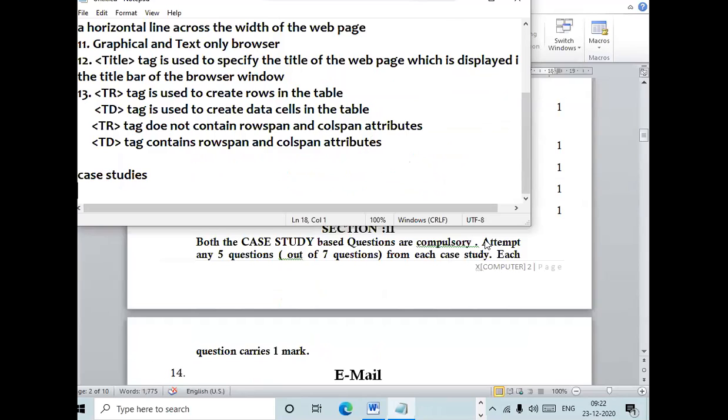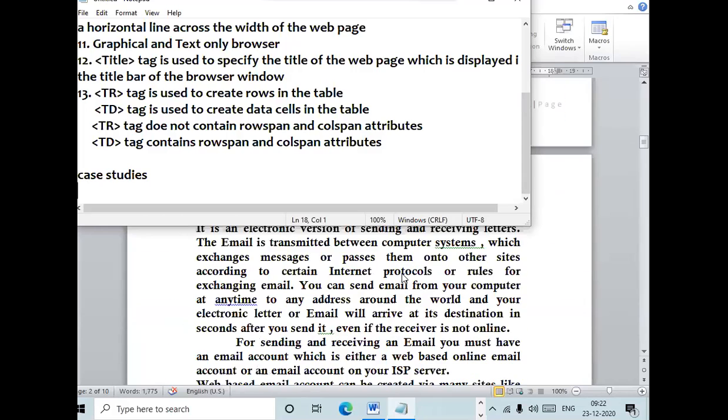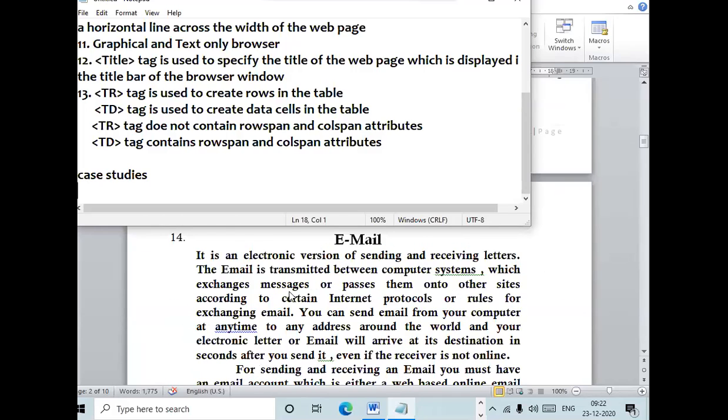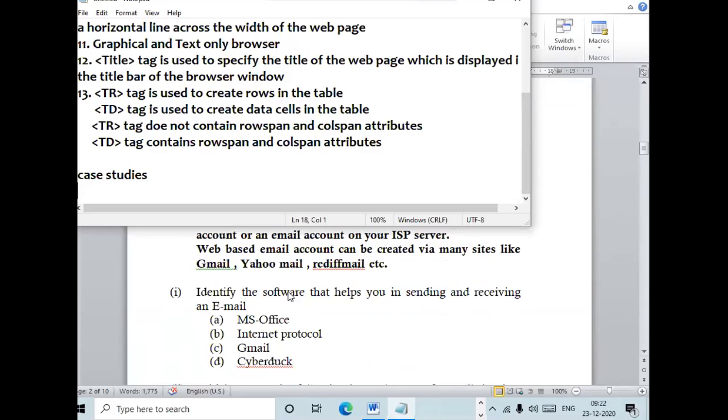See here, attempt any 5 questions out of 7 questions. Again, I am telling 10th class, don't ignore the instructions. Now, this is the email case study, and these are the MCQs which are given. You are to attempt any 5, but I'll be discussing answers of all the MCQs.